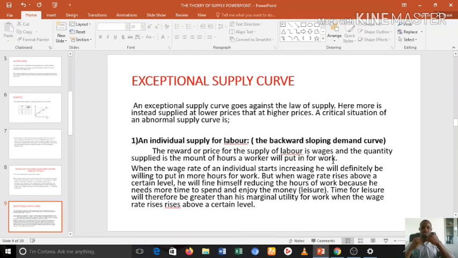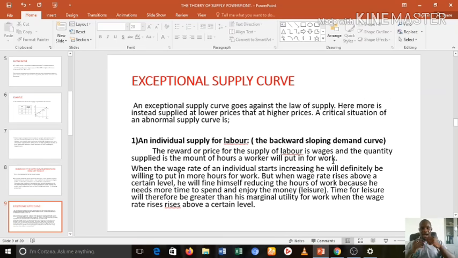That is why we define supply of labor as the man-made available hours for work to be done. It is the amount of hours, the quantity of time, that a person puts in for work to be done. That is supply for labor, and the reward to labor is wages.